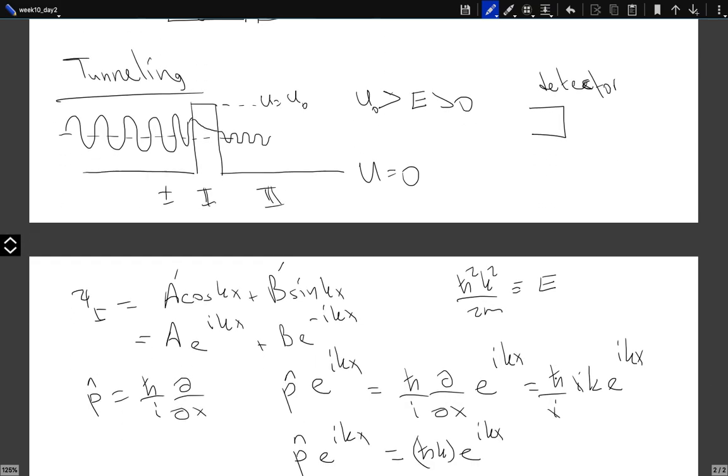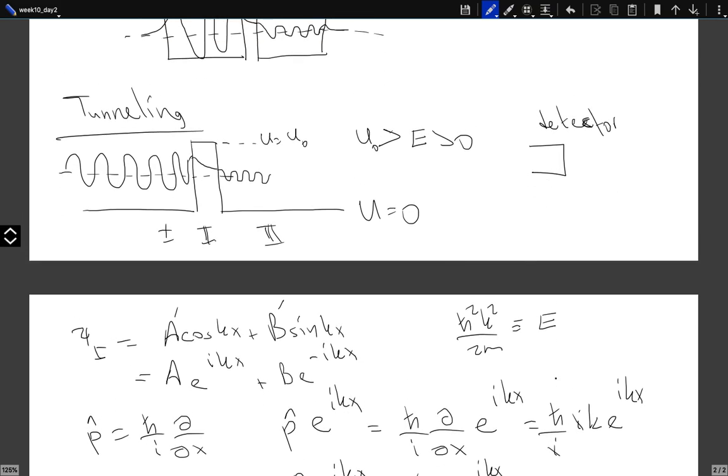Well, here, you see, it doesn't have a definite momentum because its momentum can be on the left-hand side, that is plus h bar k or minus h bar k. But still, both of them correspond to exactly the same energy.